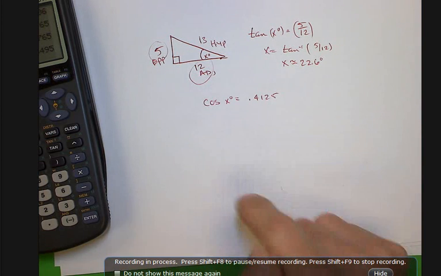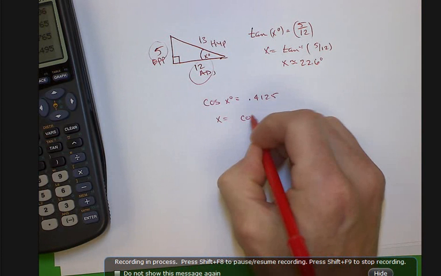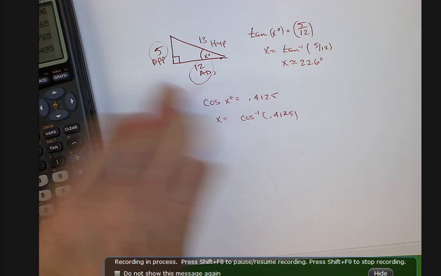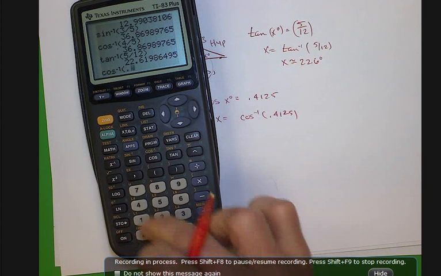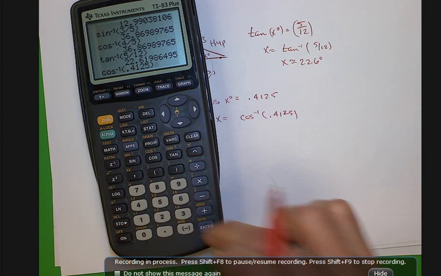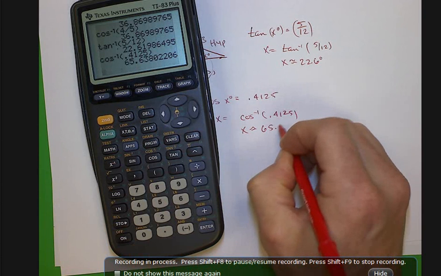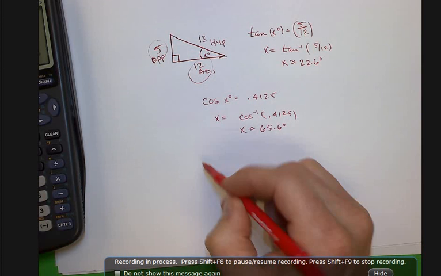It just gives you a decimal. So that just means that x is equal to the inverse cosine of 0.4125. And so I just do that. I say second function cosine, 0.4125 equals, or enter, and x is about 65.6 degrees.